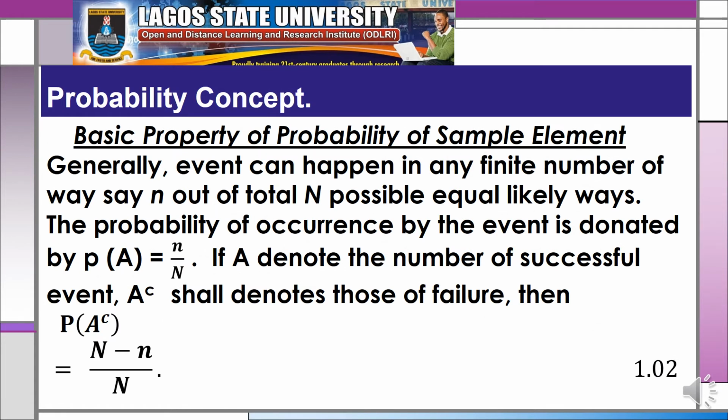Basic property of probability. Generally, an event can happen in any finite number of ways, say n out of a total of capital N possible equally likely ways. The probability of occurrence of the event is denoted by P(A) equals small n over capital N. If A denotes the number of successes, A complement shall denote the number of failures. Then P(A complement) will be N minus small n divided by big N.